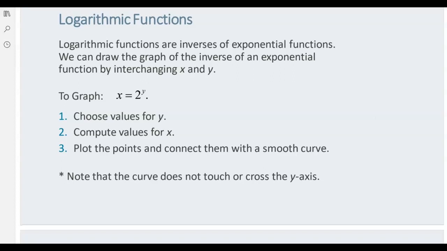When we were talking about exponential functions last week, we had examples such as y equals 2 to the x power. And we said that when we were going to consider an inverse function, we would take the x and the y variables and we would swap their location. So that's what's happening here in this new function that we're getting.